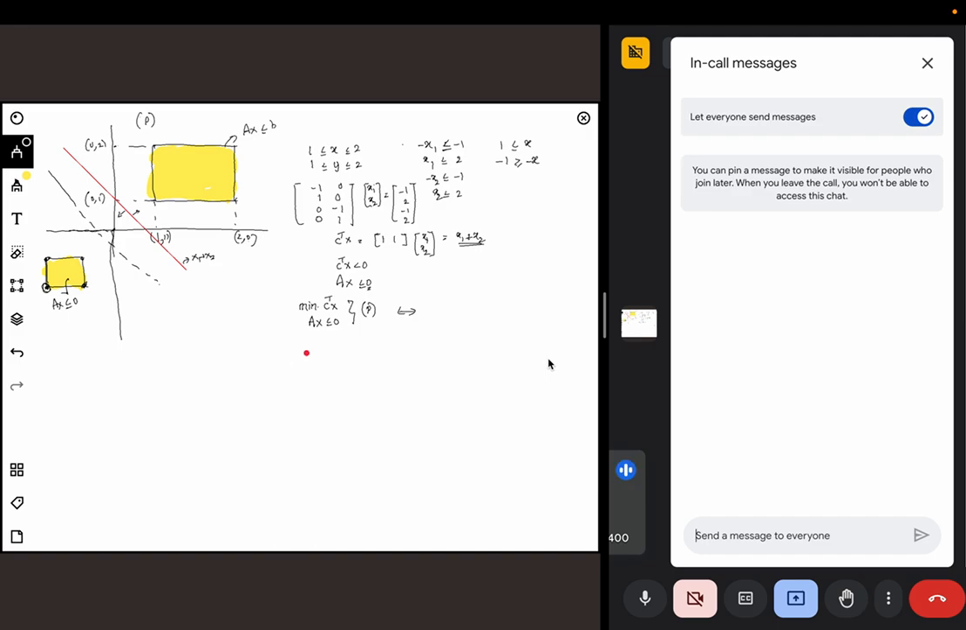Because if you see the original primal-dual form, it will be like minimize C transpose x, Ax equal to b, x greater than or equal to 0. This will be my primal problem. And when you convert it into the dual problem, this will become maximize b transpose y, with y greater than or equal to 0, right?